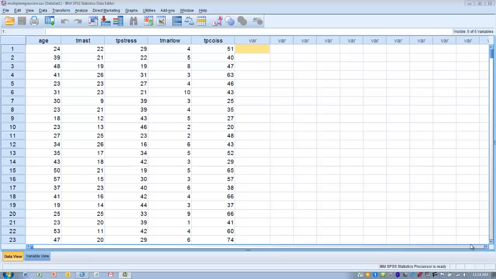Now, in standard multiple regression, all of our independent or predictor variables are entered into the equation or into the model simultaneously. So each independent variable is evaluated in terms of its own predictive power over and above that offered by all the other independent or predictor variables.